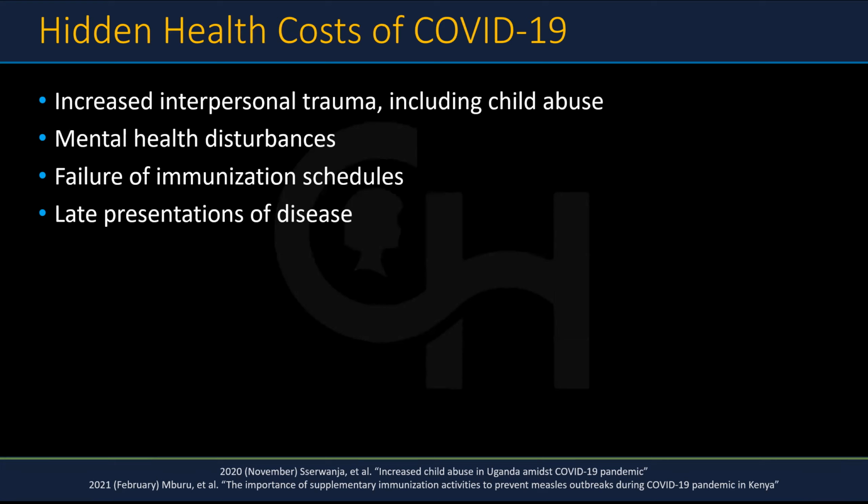It's also important to consider other things that we may see as radiologists, as imagers in children in this era of COVID-19. Because of the social isolation and financial distress that a lot of families are going through, there's been an increase in interpersonal trauma, including child abuse. Mental health disturbances have become more common. And we see that families have failed to adhere to immunization schedules. So it's important to be aware of a potential rise in those diseases which we might not have thought of as commonly before. Late presentations of diseases are also becoming more common.